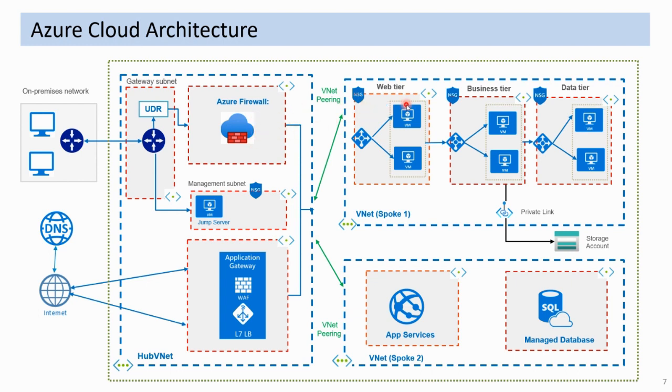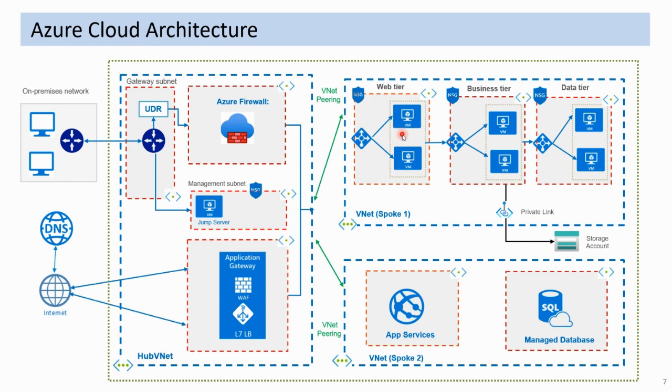In our case, we have created another VNet that we call spoke one. This spoke one contains the three-tier architecture. I have web servers, I have the business tier, I have the data tier. Web servers are in the web tier, all the application servers in the business tier, and all the databases in the data tier. So this request can be forwarded to this spoke one via VNet peering. You can see the VNet peering over here.